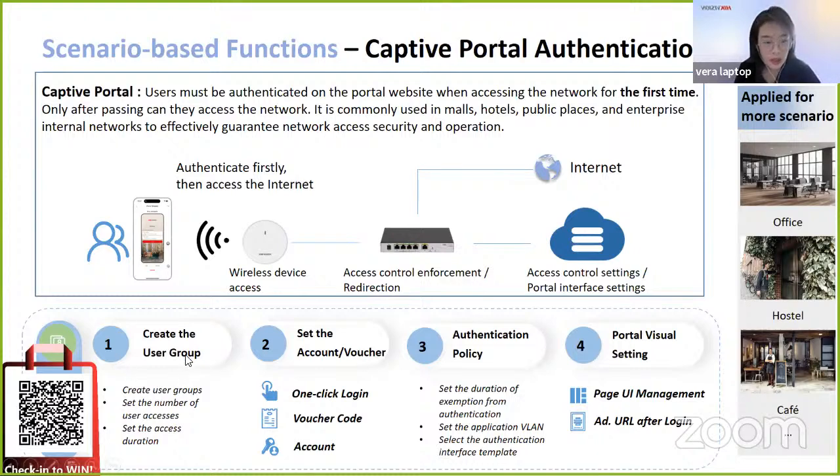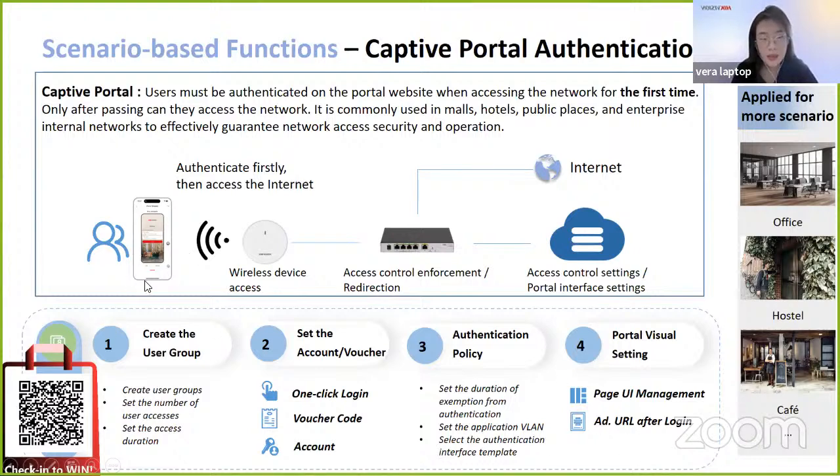The steps include, first, create one user group. How many people does the group need? It can be unlimited, no problem. Second, set the credentials. We can give an account, or give a voucher, or just a one-click login. And third, the authentication policy: setting the durations, exemptions, the application for the VLAN, and selecting the authentication interface template.